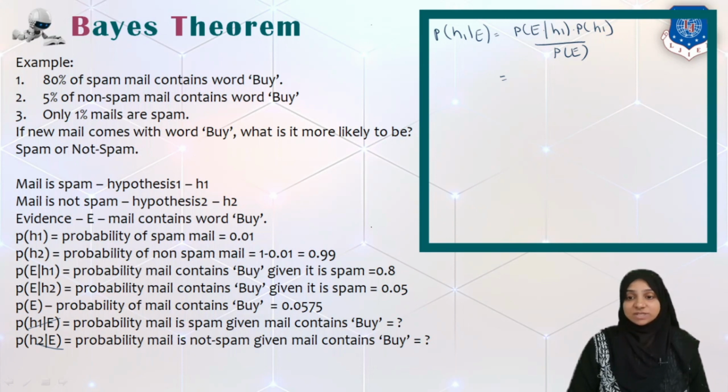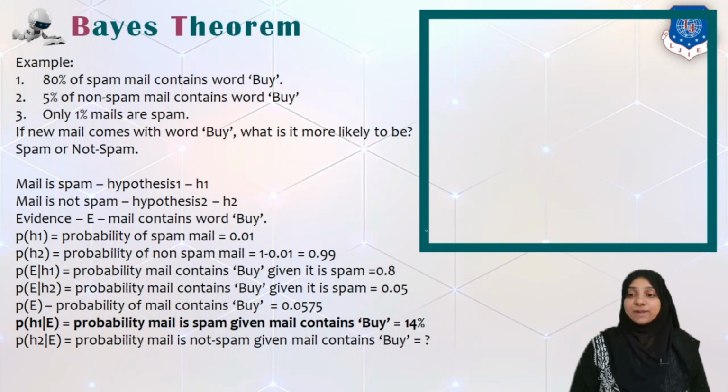These values can be substituted directly. The probability of E given H1 is 0.8, so I would write it as 0.8 into the probability of H1, which is 0.01, divided by the probability of E that we have just calculated, 0.0575. This calculation I am leaving up to you. Directly substituting, the value is 0.14, which is equal to 14%.